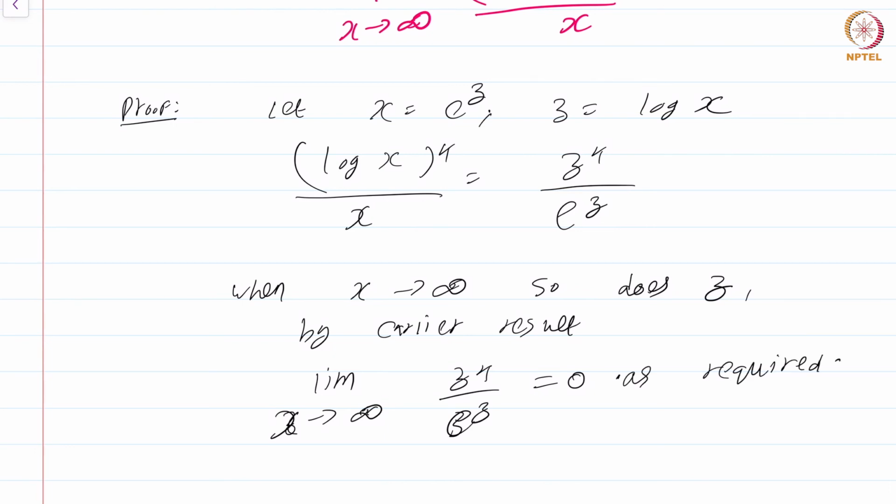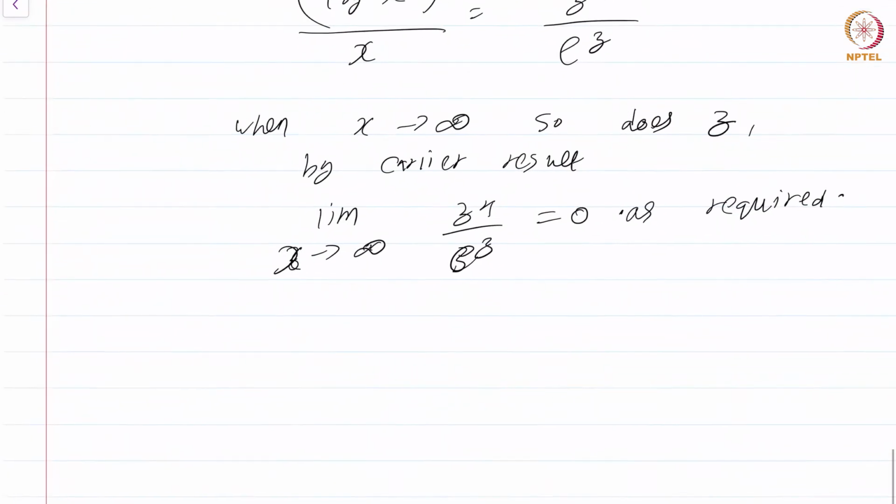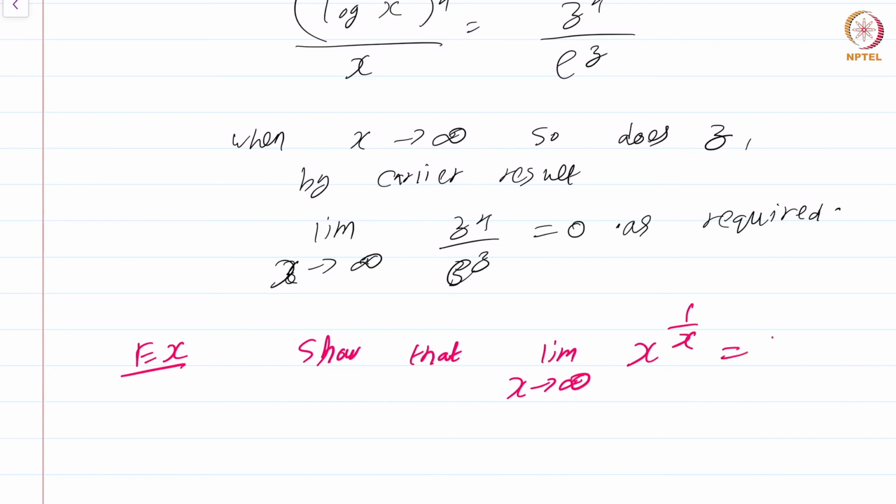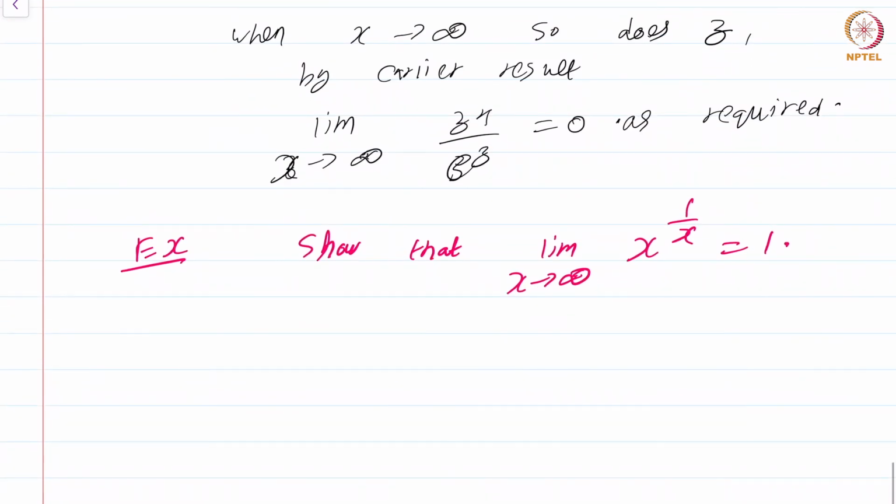Now there's an easy corollary of this, which I'm going to leave as an exercise. Show that limit x going to infinity x power 1 by x is equal to 1. And recall that we have shown something similar to this for sequences. Now we end with yet another proof of a famous limit form for the exponential.